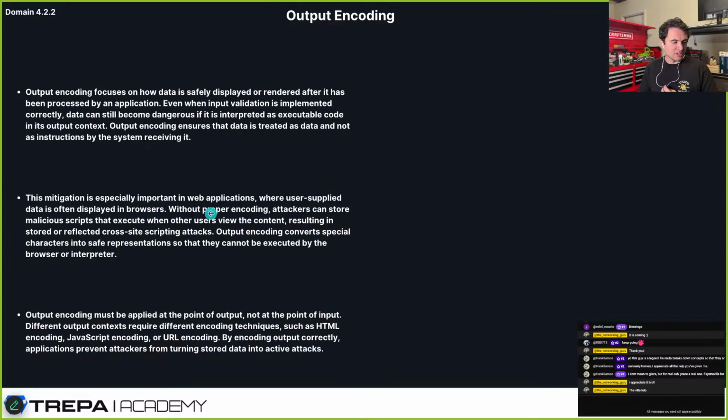So this mitigation is especially important in web applications where user-supplied data is often displayed in browsers. Without proper encoding, attackers can also store malicious scripts that execute when other users view the content, resulting in stored or reflected cross-site scripting attacks. So output encoding converts special characters into safe representations that cannot be executed by the browser interpreter. So it also protects against cross-site scripting, the stored and reflected attacks as well.